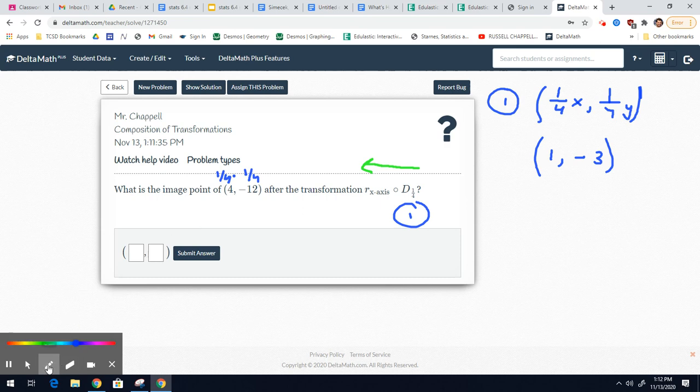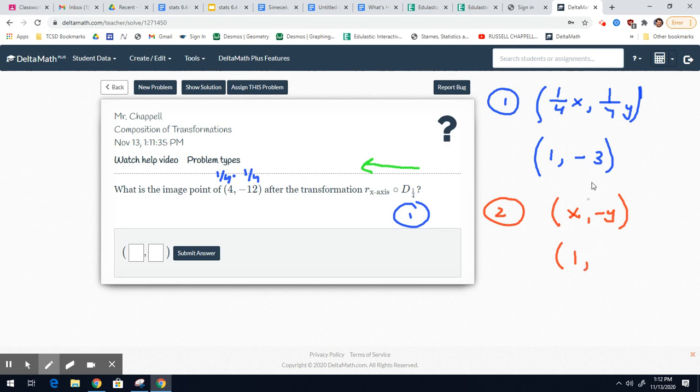Okay, and now we're going to reflect across the x-axis. So remember, when you go across the x-axis, that means you're flipping vertically because you're going across a horizontal line. So your x stays the same, but your y becomes opposite. Your x of 1 stays the same, but your y becomes opposite. It's already negative, so opposite of negative is a positive 3.